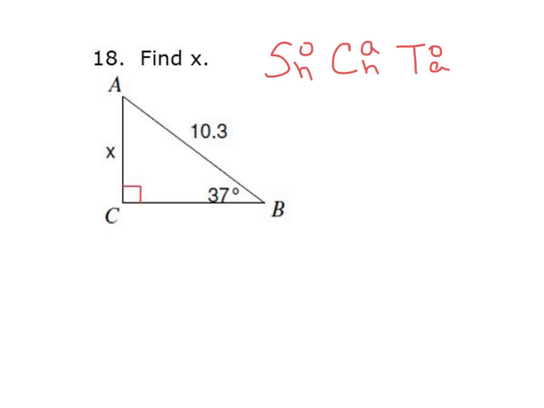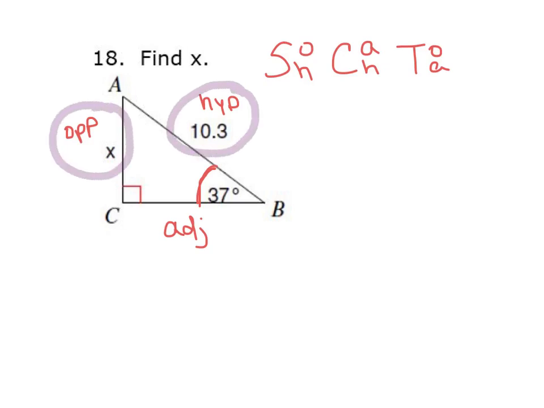We're going to go ahead and identify our angle, which is 37 degrees, and then label. So opposite of 37 degrees is our X. Across from the 90-degree angle is our hypotenuse. And then our side next to our angle is our adjacent. Once we have our triangle labeled, we're going to circle what we know and what we're looking for. So we're focused on the hypotenuse and our opposite side, H and O.